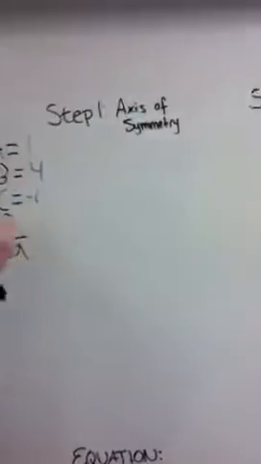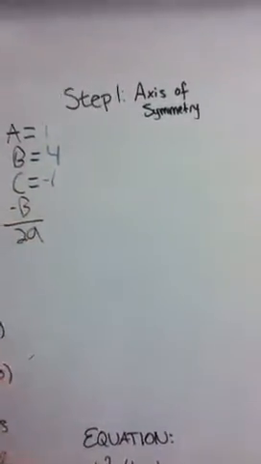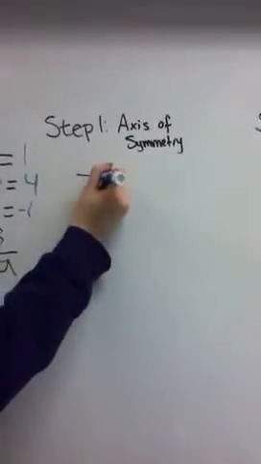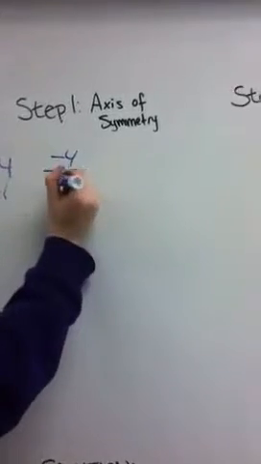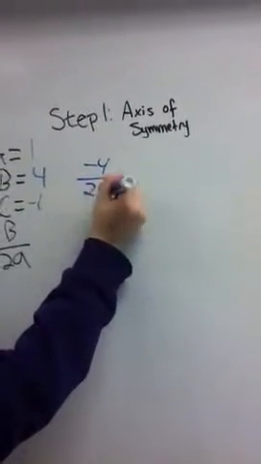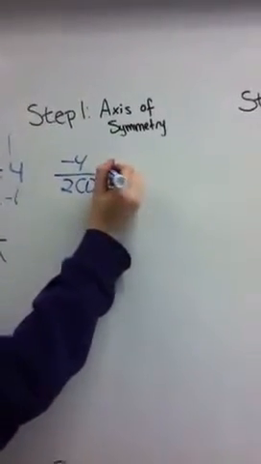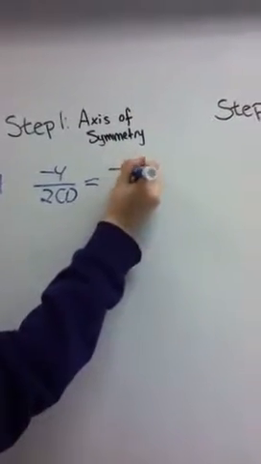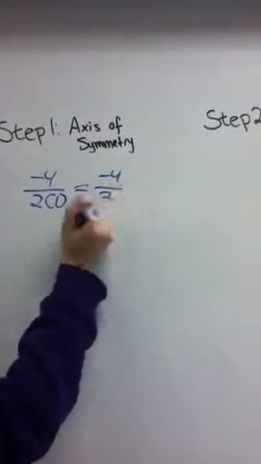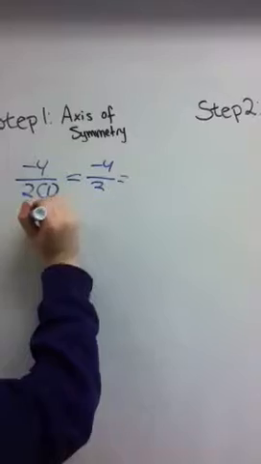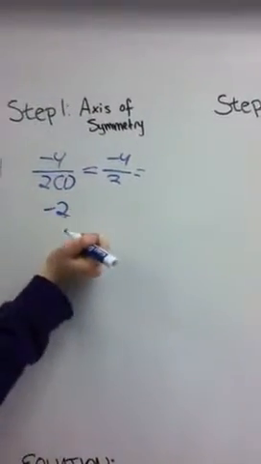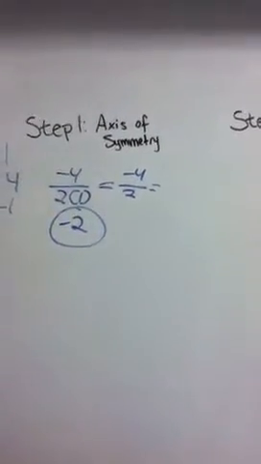And so you put it in your formula. So it would be negative 4 over 2 times 1. That would equal negative 4 over 2, which would equal negative 2. And so that would be your axis of symmetry.